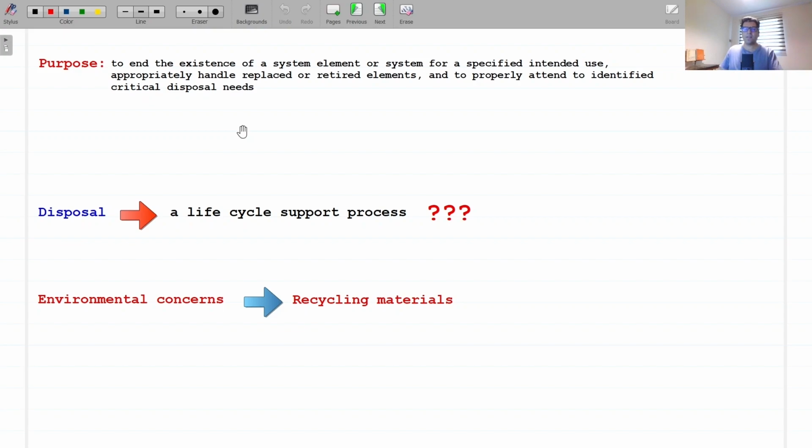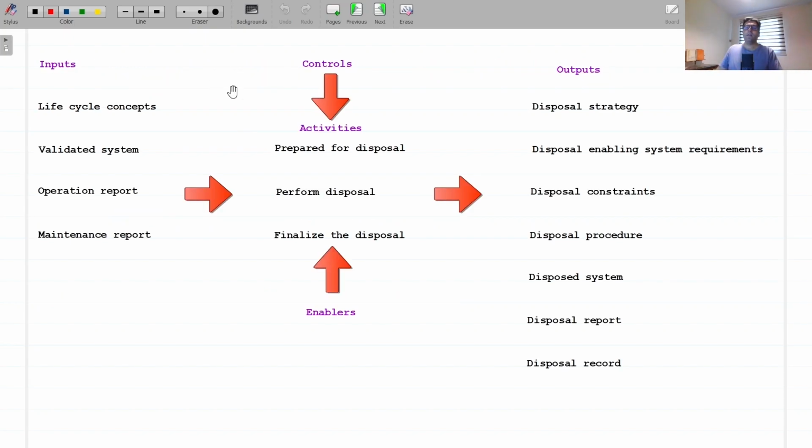This process can be applied for the incremental disposal requirements at any point in the life cycle. For example, prototypes that are not to be reused or evolved, waste materials during manufacturing, or parts that are replaced during maintenance. This slide is the IPO diagram for the disposal process.